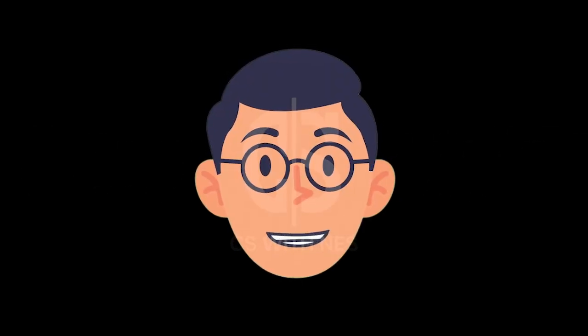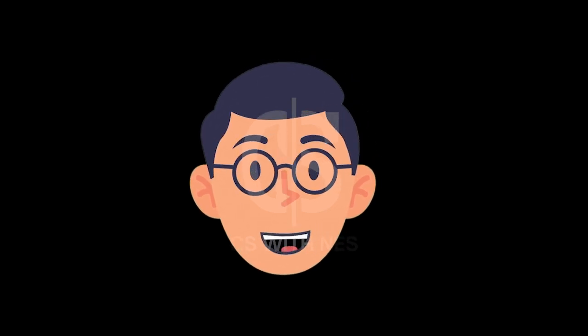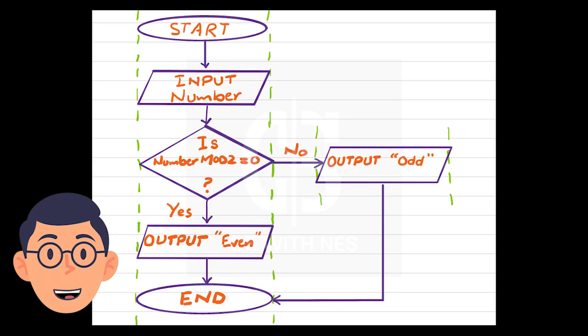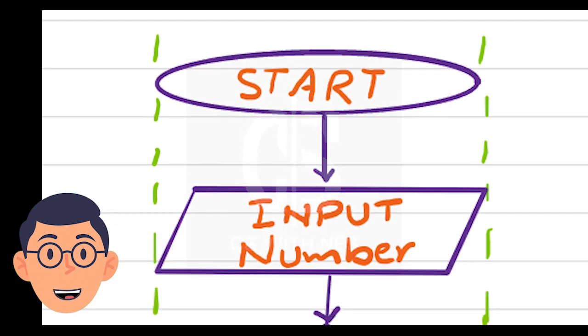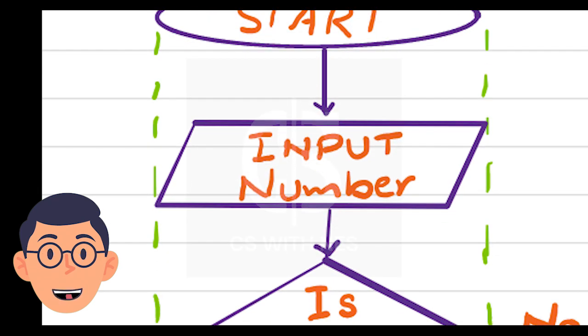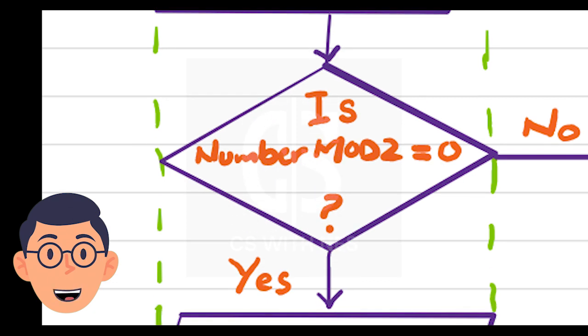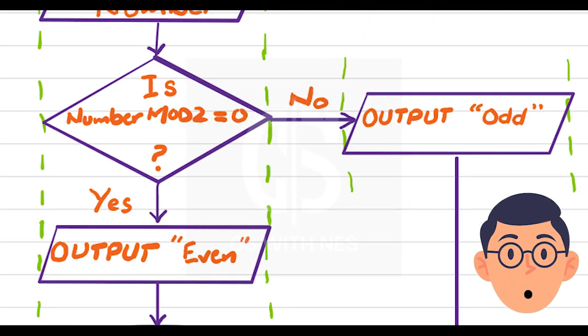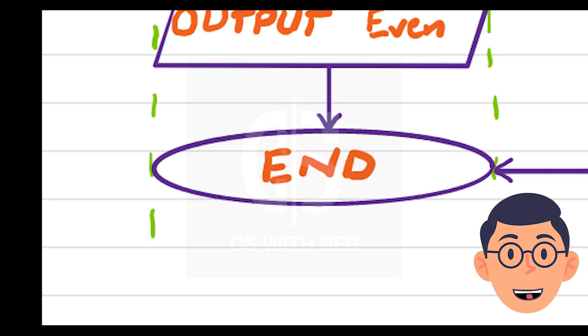In this example, we'll create a simple program to check if a given number is even or odd. Let's take a look at the flowchart first. Here's the flowchart that represents our even-odd program. We start with the terminator symbol. Next, the program asks the user to enter a number. Then, we have a decision symbol to check if the number is divisible by 2. In programming, we can use the mod or modulus function to find if it is completely divisible. Based on the result of the decision, we print even or odd. Finally, we end the program with the terminator symbol.